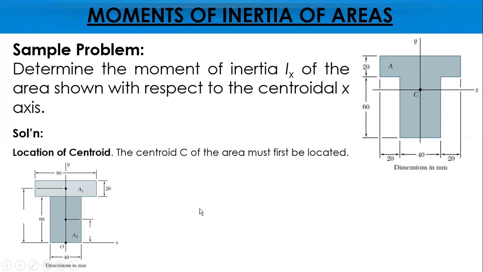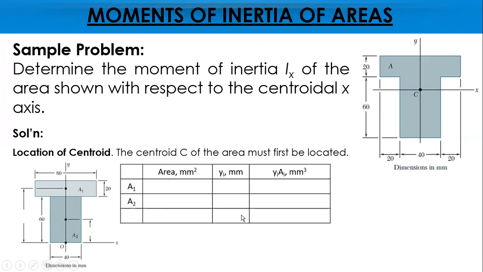In subdividing this way, one element is 60 by 40, and the other one is 80 by 20. So area 1 is 80 by 20, and that's 1,600. Area 2 is 40 by 60, that's 2,400. So the total area is 4,000.